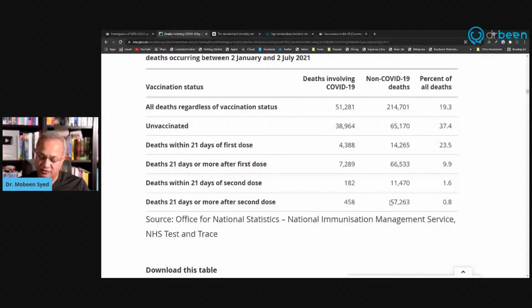Non-COVID related deaths, 57. And so overall in the vaccinated population, COVID related deaths have dropped to 0.8%. Compared to folks who are not vaccinated, in them, whatever the reasons for death, there are other reasons as well, plus COVID. COVID is still a big reason for death in the unvaccinated.